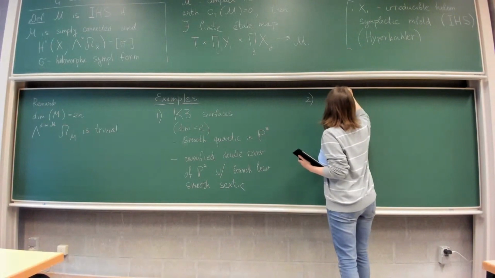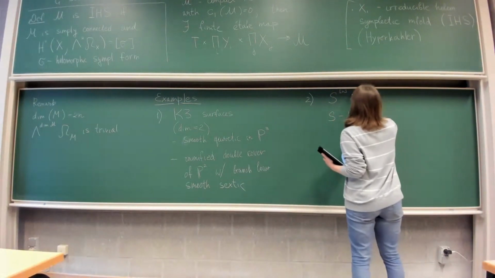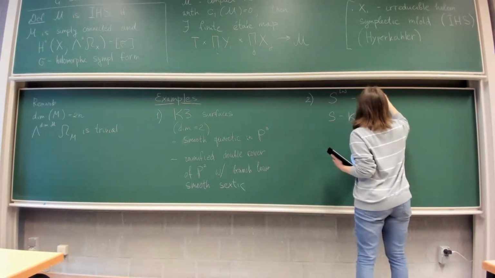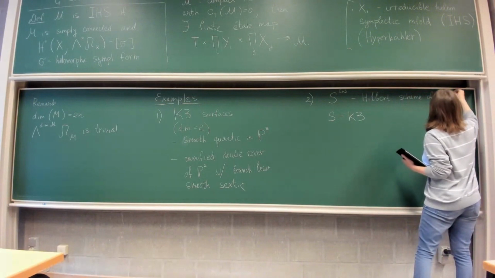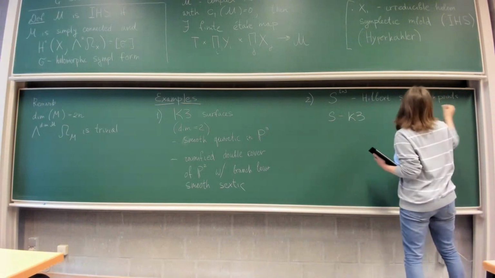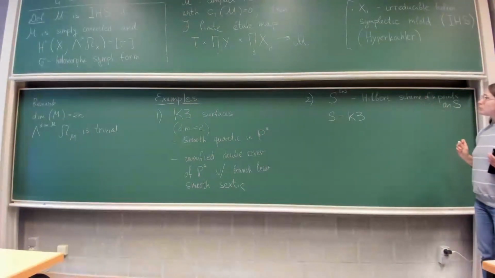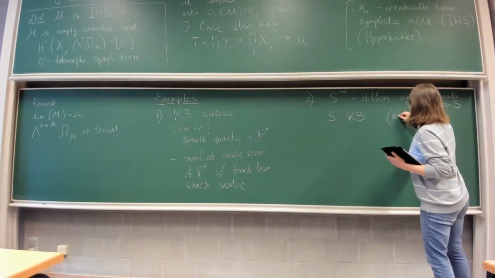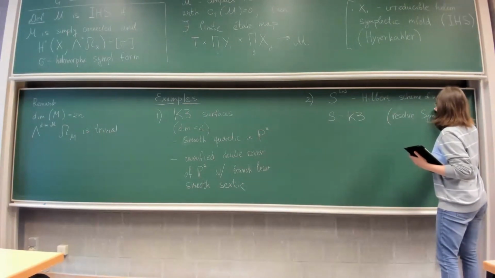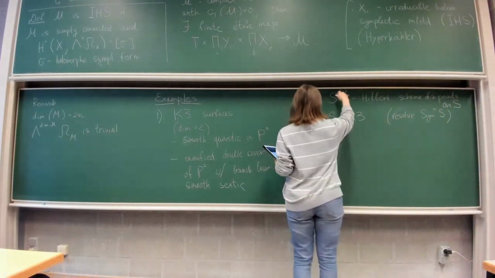So one of them is this: S is a K3, any K3 surface. Then this is the Hilbert scheme of n points. Or if you don't know about Hilbert schemes, you can just take a symmetric product, the symmetric nth power. This will be singular, but then you resolve it, you get something smooth, and this is the Hilbert scheme of points. You can do it for any n.